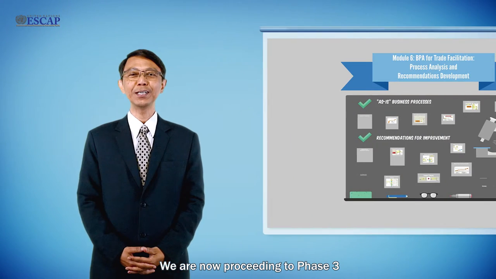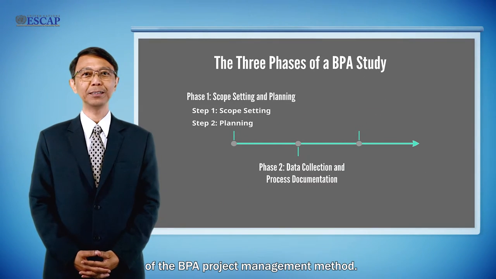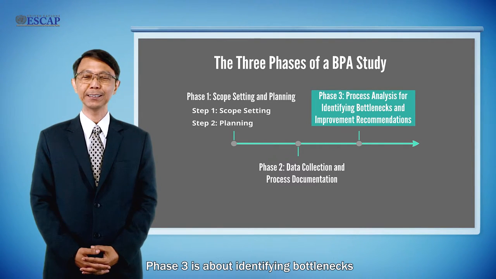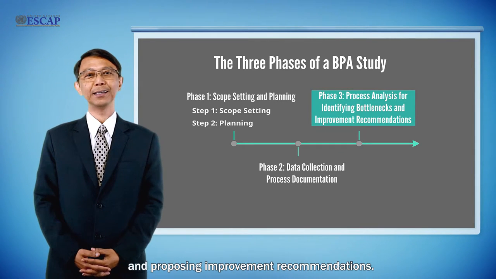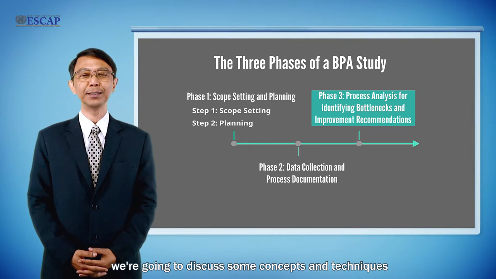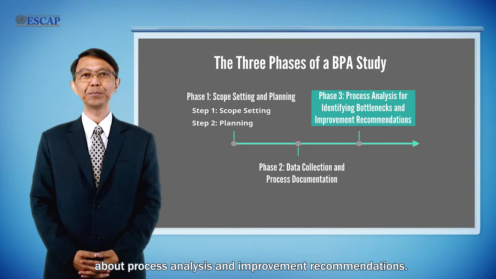We are now proceeding to phase 3 of the BPA project management method. Phase 3 is about identifying bottlenecks and proposing improvement recommendations. In this module, we are going to discuss some concepts and techniques about process analysis and improvement recommendations.